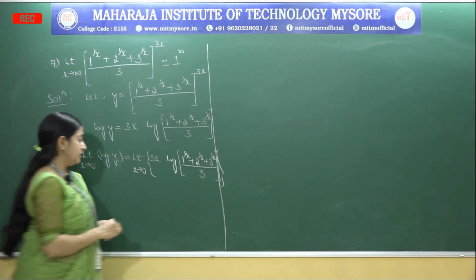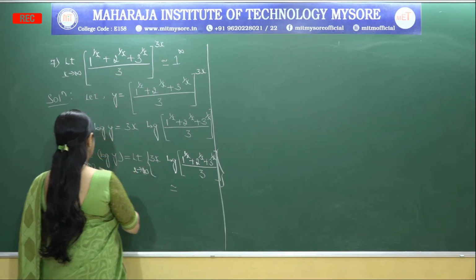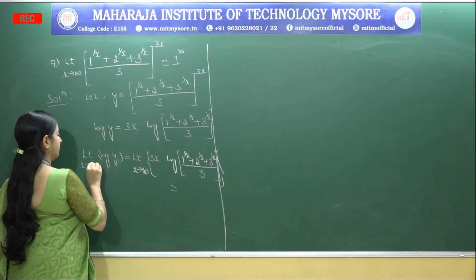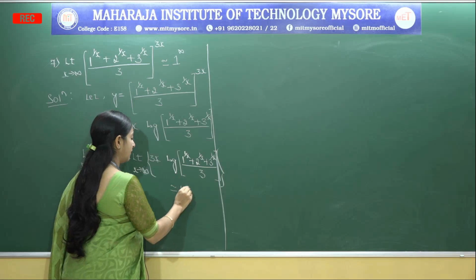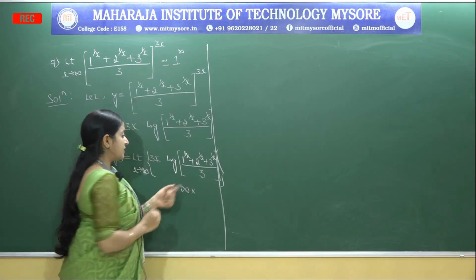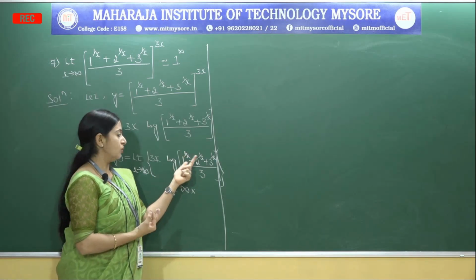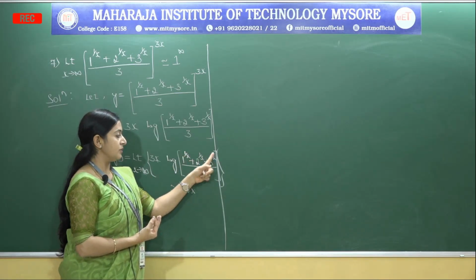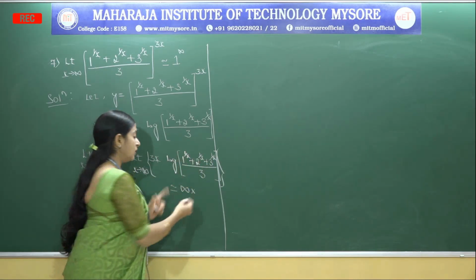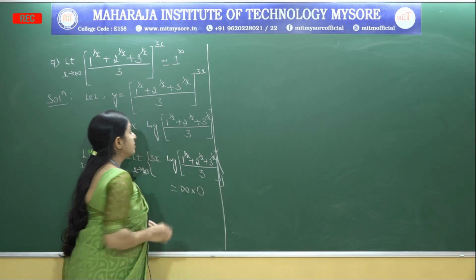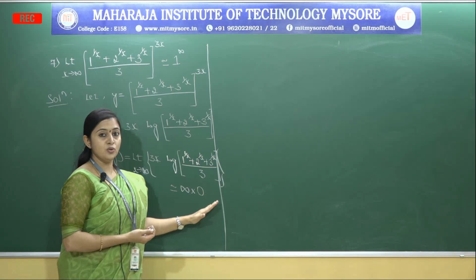Then again apply the limit, x tends to infinity. 3 into infinity, you will get infinity. For the second term, again it is 1 power 0, since 1 by infinity is 0, so 1 power 0, 2 power 0 and 3 power 0. You will get 3 divided by 3, log 1, and log 1 is 0. So this is of the form infinity into 0.